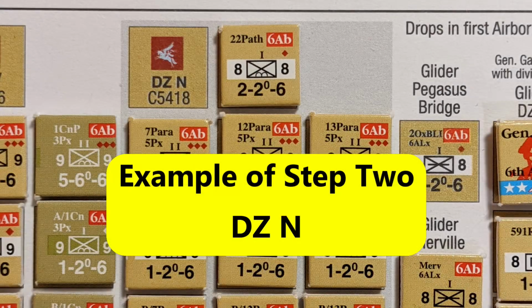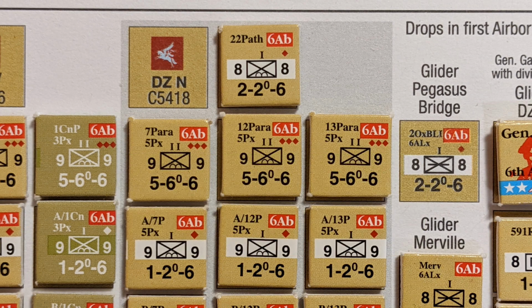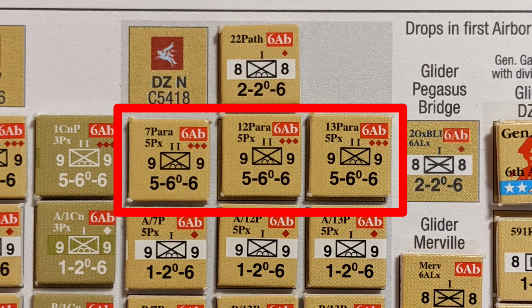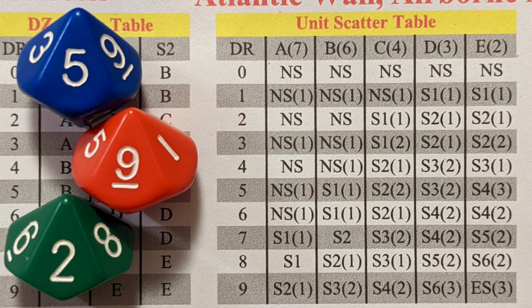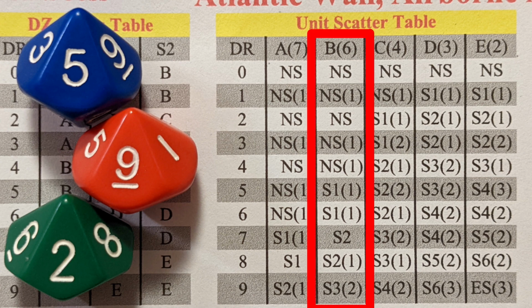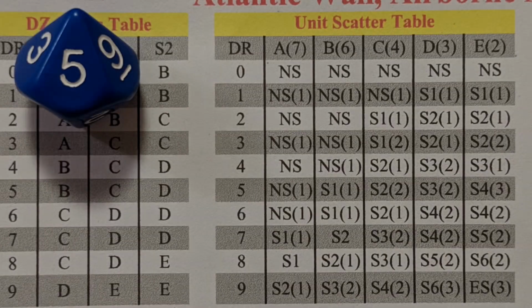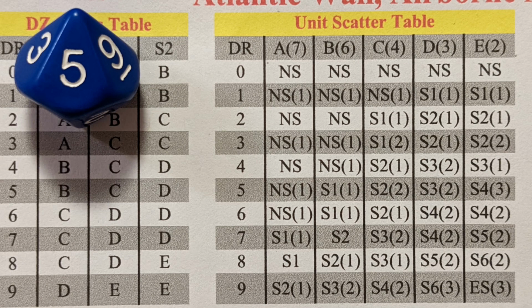Okay, step 2 of the airborne drop procedure is fairly complicated, so let's walk through an example using the results for DZN from the previous video. DZN contains 3 battalions, so you'll roll 3 times on the unit scatter table and cross-reference all 3 rolls with the column corresponding to DZN's status letter of B, determined during segment 1. Good. Now your first roll is a 5.